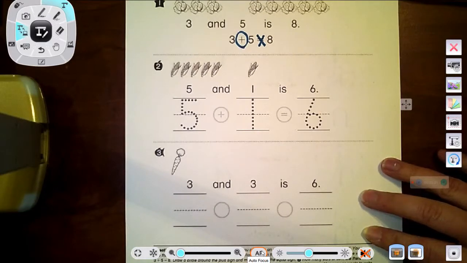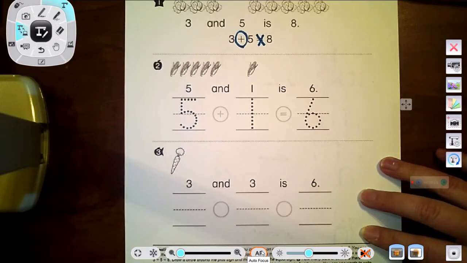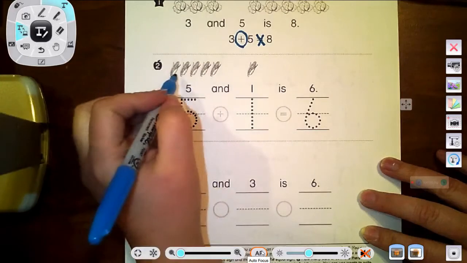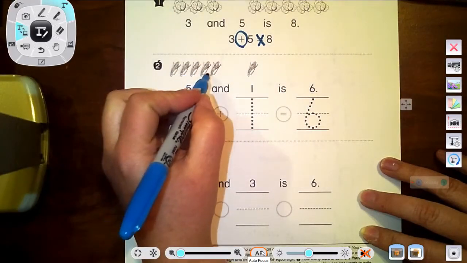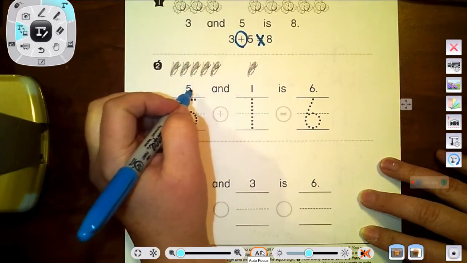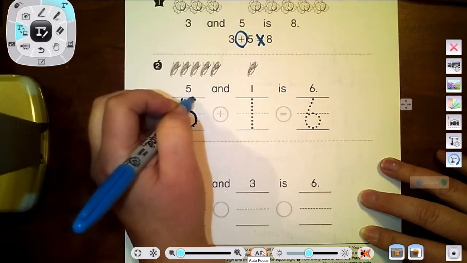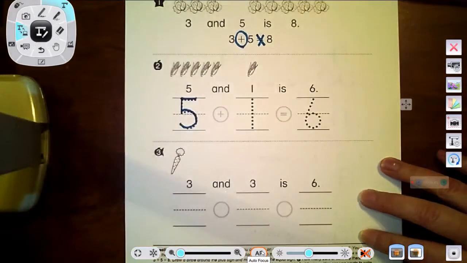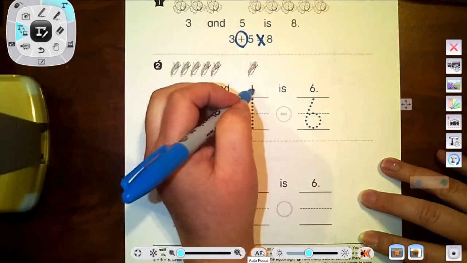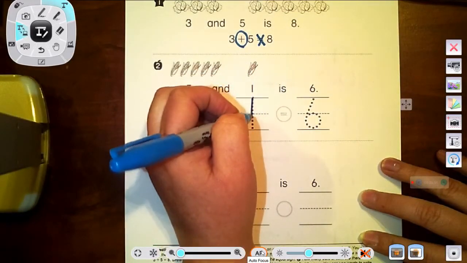So let's look at number 2. How many ears of corn are there in the first group? 1, 2, 3, 4, 5. There are 5 ears of corn. So we're going to write our number 5. How many ears of corn are in the second group? There is 1. So go ahead and write the 1.